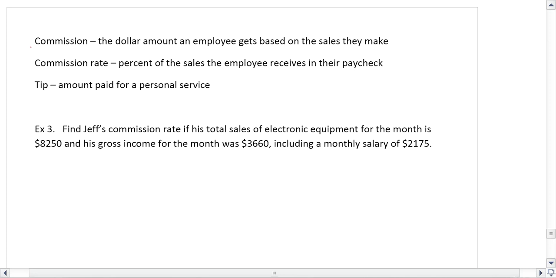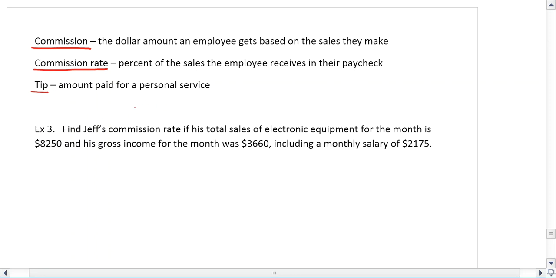So a commission, your commission is the actual dollar amount that you get to keep that is based on the sales that you make. The commission rate is the percent of that. You know, it might be 5% commission, 10% commission, something like that, that the employee receives in your paycheck. And we're all familiar with tips. Tips are what you decide, amount that you pay for a personal service that you receive.